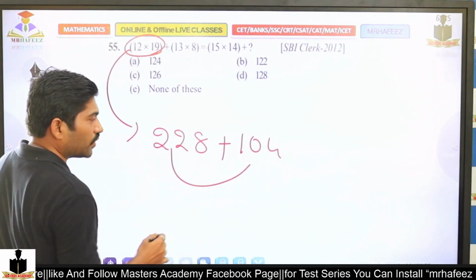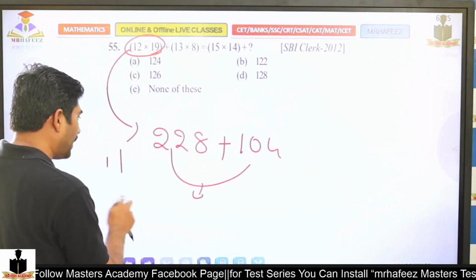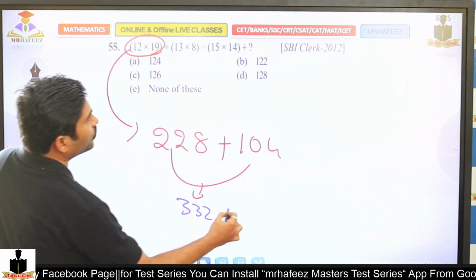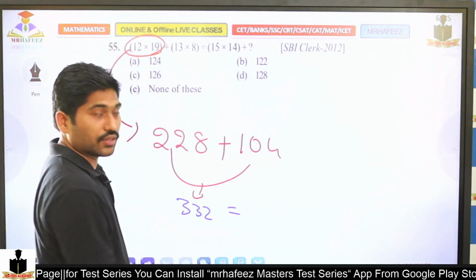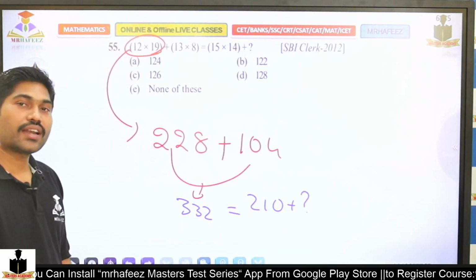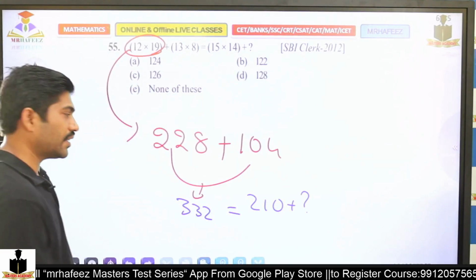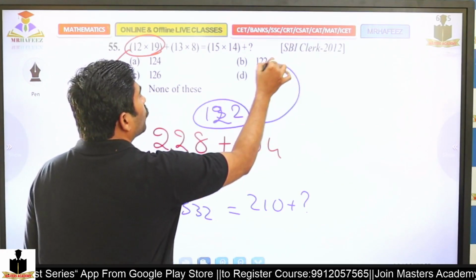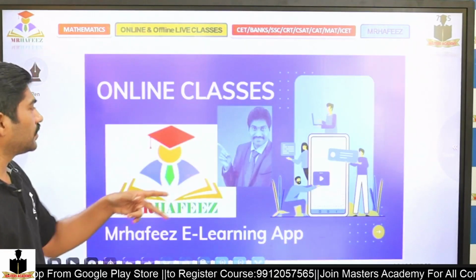104 and 228. If I add, what I will get? I will get 332, which is 15 times 14, which is 210 plus question mark. If I subtract 210 from 332, it's 122. So the answer 122 is the right choice.